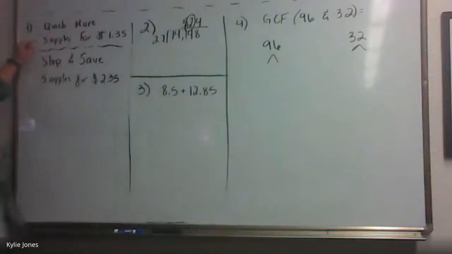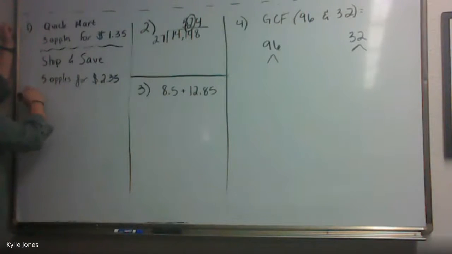Let's start with number 1. There are two stores. You can go to Quick Mart or you can go to Stop and Save. You want to figure out which one you're going to spend less money for apples at. How do I do that? How do I figure out how much one apple costs? By dividing 135 by 3. Yep, we're going to divide first.